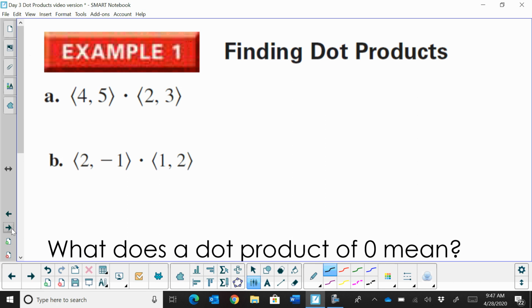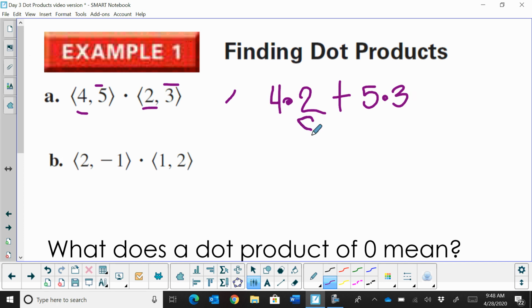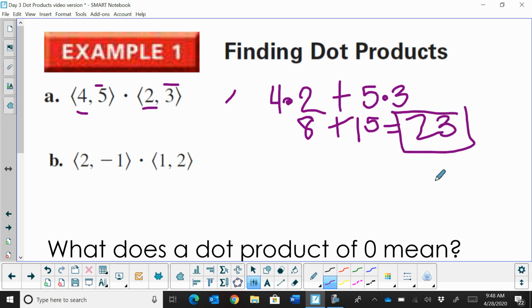Now let's start by just finding a dot product. What do we mean by finding a dot product? We're just going to take the product of the first components and add the product of the second components. So we're going to take 4 times 2, and add to it 5 times 3. So we end up with 8 plus 15. The dot product of the vector 4, 5 and the vector 2, 3 is just 23. And that answer is a constant.